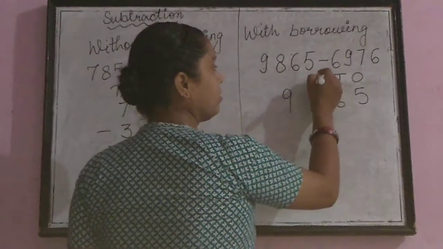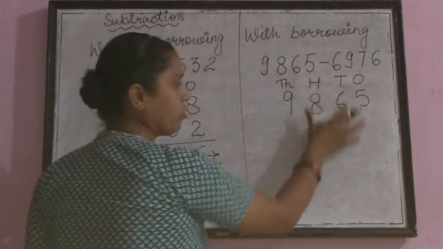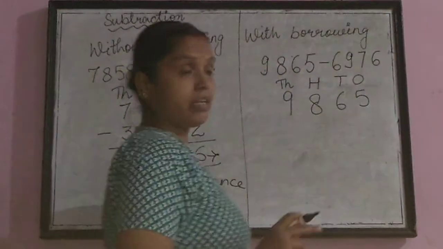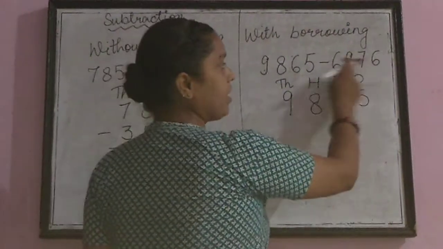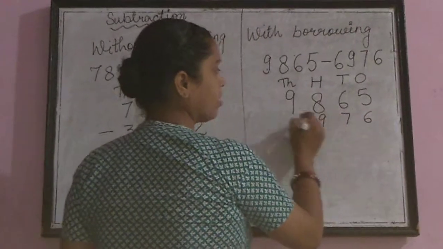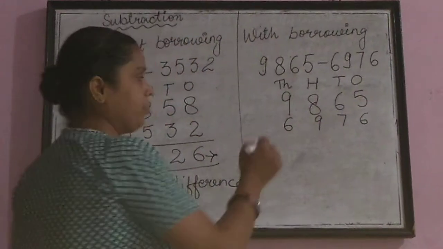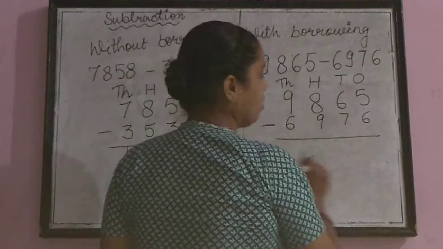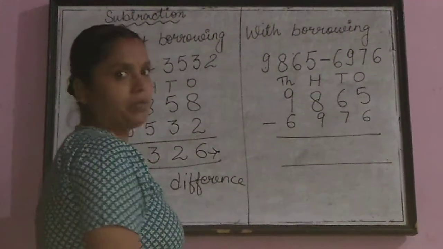As I said earlier, you write down the place value when you are doing the column-wise arrangement. Then, what is the third step? I will be writing the second number from the ones digit. Now, what is the fourth step? Write down the sign of subtraction, that is minus. Then do the arrangement for doing subtraction.